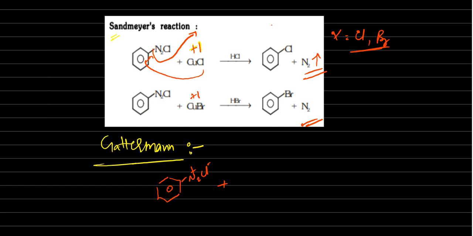In the Gattermann reaction we are taking copper plus HCl. Here only copper we are taking. Okay, then the product is chlorobenzene, right? Like this.